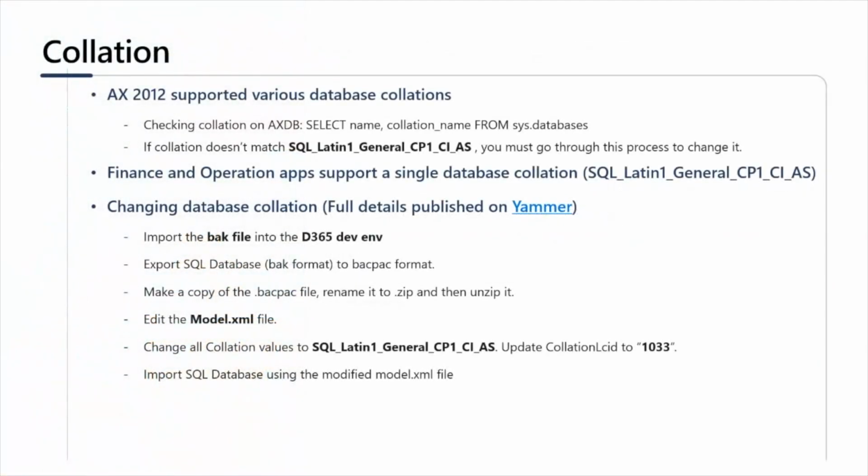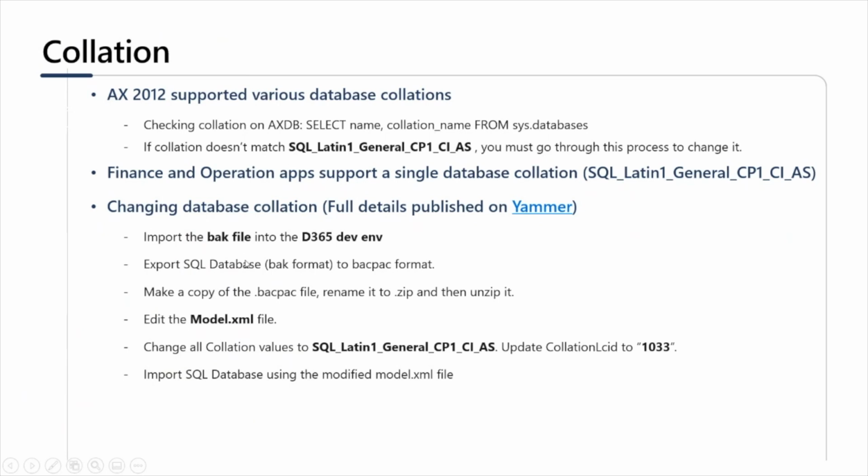So if you remember back in 2012, we did support various database collations, and there wasn't any hard requirement except for the database to follow the SQL Server collation, right? And you could have checked your AX database collation by running this command. And basically, the difference in Finance and Operations is that we only support a single database collation now, which is written here, right? So if you check your database collation and it doesn't match this one, you basically have to go through this process.